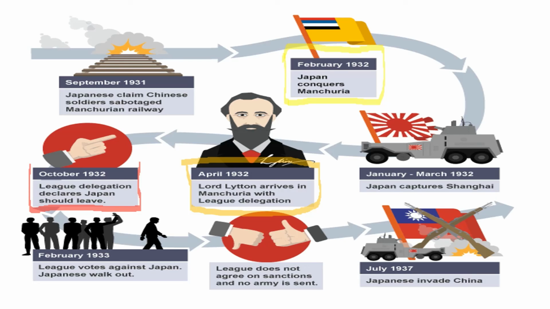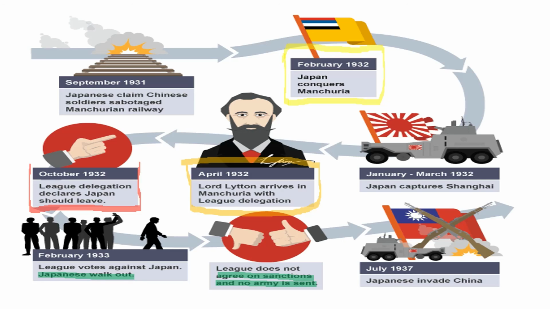So this is a long time after Lord Lytton has arrived in Manchuria, and it's an even longer time, over a year, since Japan has actually conquered Manchuria. So a year later, the League votes against Japan. So all Japan does in response is merely walk out of the League of Nations. The League doesn't even agree on sanctions, and no army is sent. Surprise, surprise, but the League doesn't have its own army anyway.